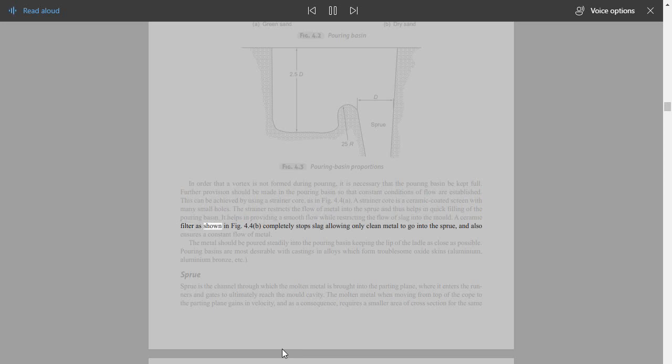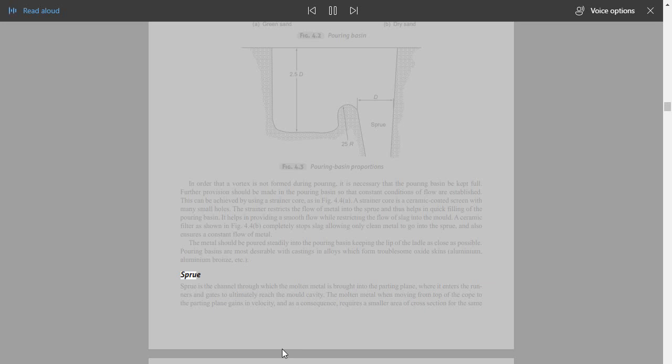A ceramic filter, as shown in Fig. 4.4b, completely stops slag, allowing only clean metal to go into the sprue, and also ensures a constant flow of metal. The metal should be poured steadily into the pouring basin, keeping the lip of the ladle as close as possible. Pouring basins are most desirable with castings in alloys which form troublesome oxide skins, aluminium, bronze, etc.